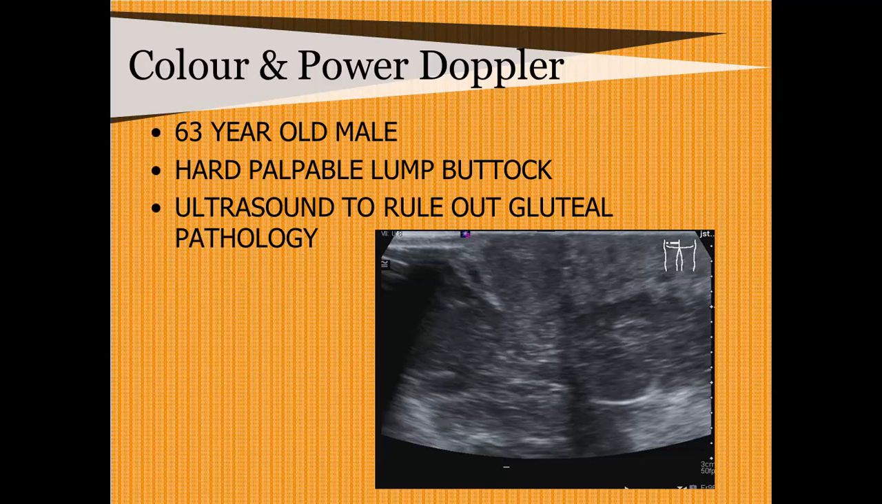It's a 63-year-old male, and he had a hard, palpable lump on his buttock. You can see here on his right cheek, and this is the glute. So they want to do an ultrasound to rule out a gluteal pathology. You first look at it, and you can see this vague hypoechoic shape, like a three-leaf clover here. And I could feel that it was hard, so I was pushing on it.